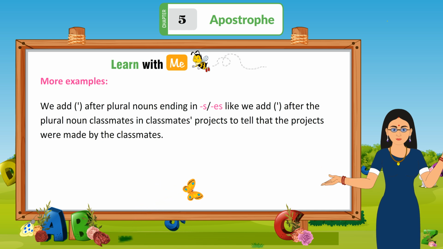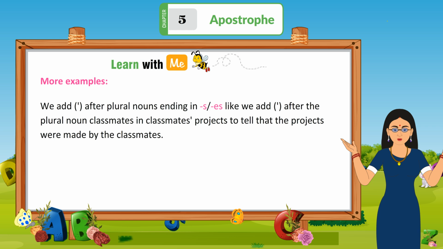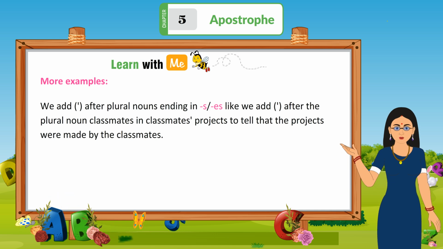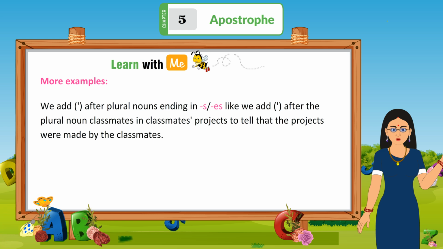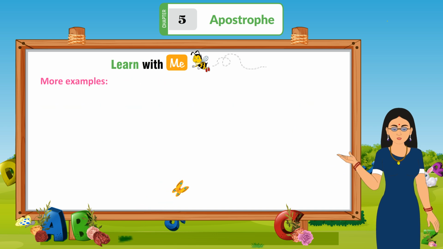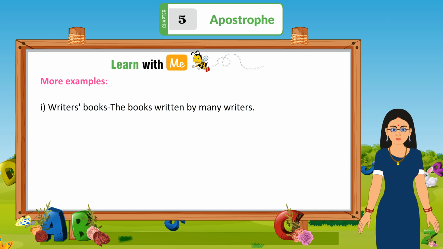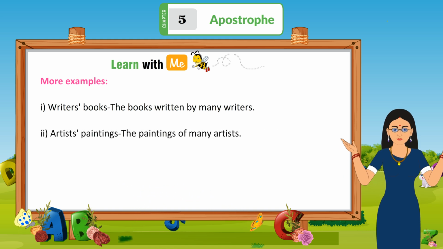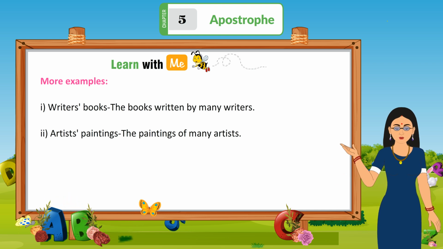We add an apostrophe after plural nouns ending in s, like we add an apostrophe after the plural noun classmates in classmates' project to tell that the project was made by the classmates. More examples. 1. Writers' books. The books written by many writers. 2. Artists' paintings. The paintings of many artists.